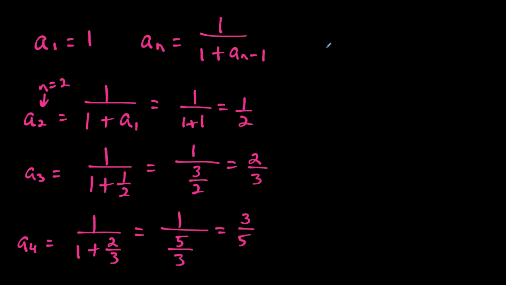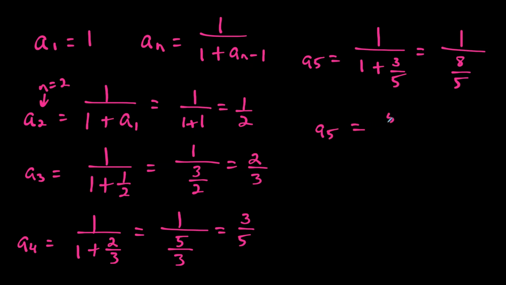So if we just continue here, now we want to find the 5th term. It's going to be 1 over 1 plus, and we write the fraction that we just found, 3/5. And if we work this out, this is going to be 1 over 5 plus 3 over 5 is 8 over 5. So this tells us that a sub 5 is equal to 5/8.